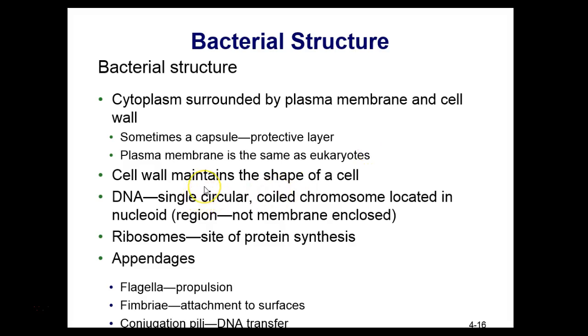You do have the cell wall as well. That's going to help the cell to maintain its shape. There's DNA, the genetic or hereditary material that you can actually see, but it's circular DNA. And you have ribosomes, which is the site of protein synthesis. You have flagella, which allows the bacteria to move. Flagella means movement. Fimbriae, of course, allows it to attach to various surfaces. And you have pili, where bacteria can actually transfer their DNA from one bacteria to the next.